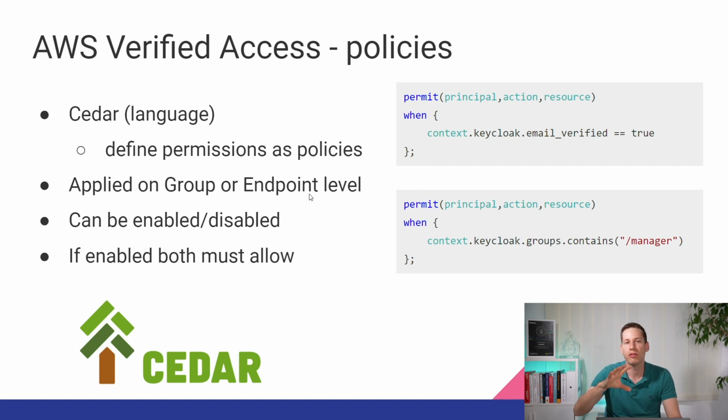When you have these policies defined, you can set them on a group level and an endpoint level, but you are not required to set both. Any of these can be turned off, and both of them can be turned on. When you have one of them turned on, it's going to be evaluated. When you have both turned on, then both checks are going to be evaluated one by one, and both should allow the request for it to reach your application.